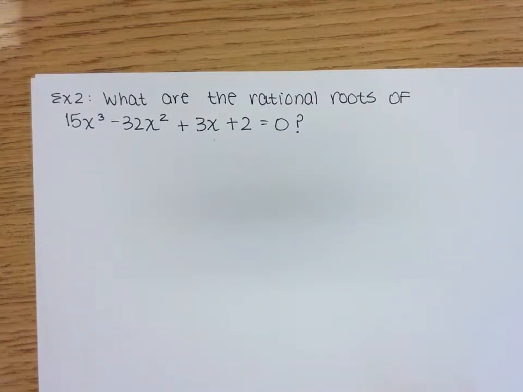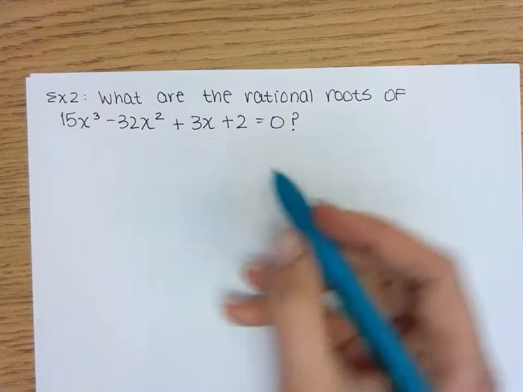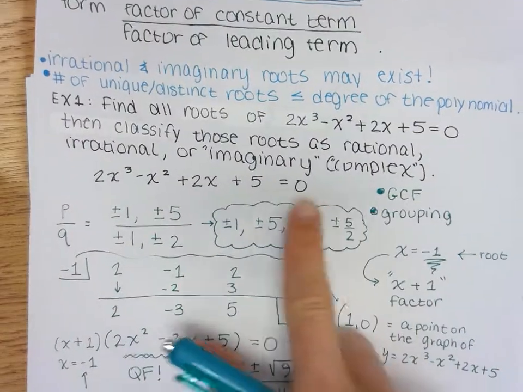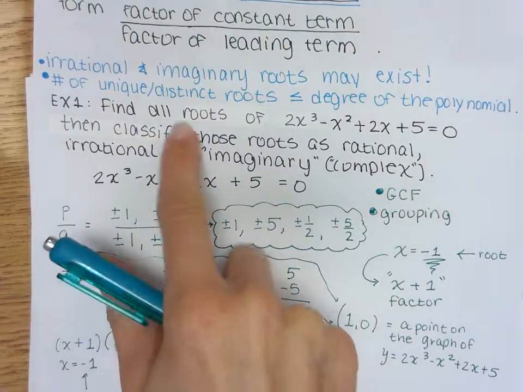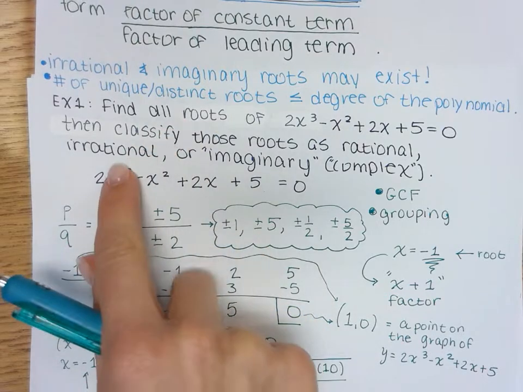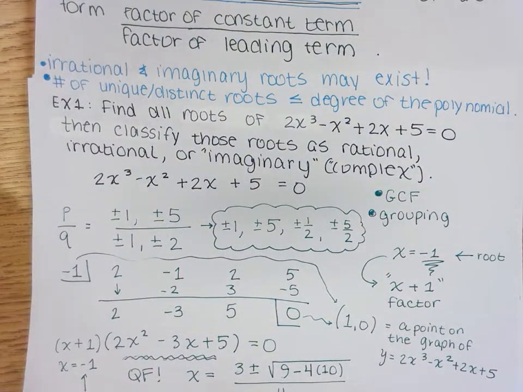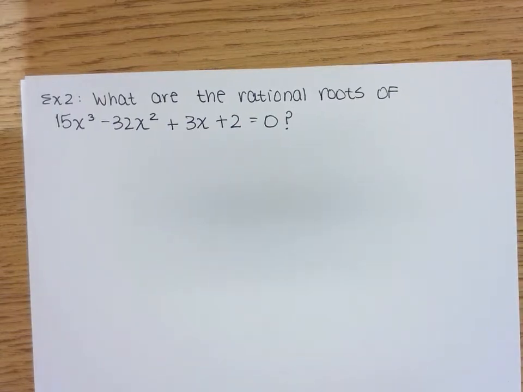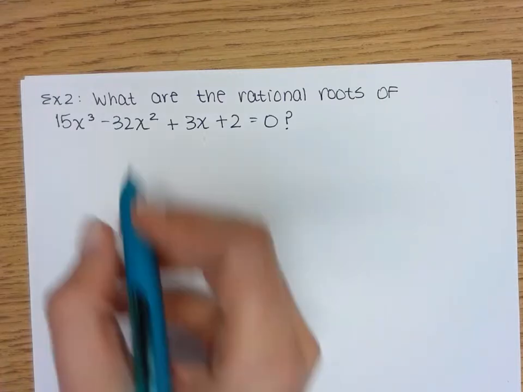What are the rational roots of this polynomial right here? Now here, you notice I did not write the same directions that I wrote on the last one. Oh, we did classify already. On this one, I said find all roots. That means irrational, that means imaginary or complex, it means rational. Here I said what are the rational roots. So I don't care about the irrational or complex, imaginary.